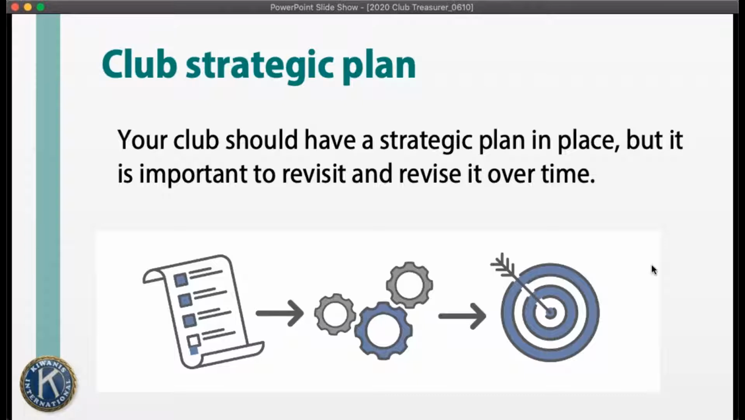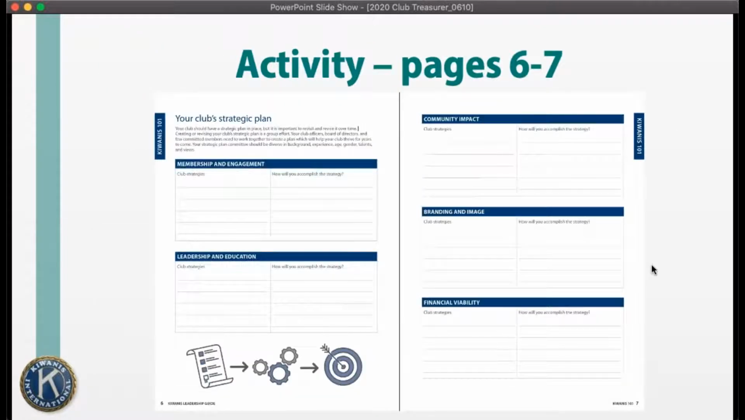Your fellow club officers, your board of directors, and a few committed members should work together to really create a strategic plan or update your current one to help your club thrive for years to come. You can use the same 5 pillars as the basis for your club strategic plan and develop strategies in a plan of attack for each of the pillars and how you'll accomplish your goals. There's a template for creating this in the leadership guide on pages 6 and 7. You could also download it from our website, or you can create your own.